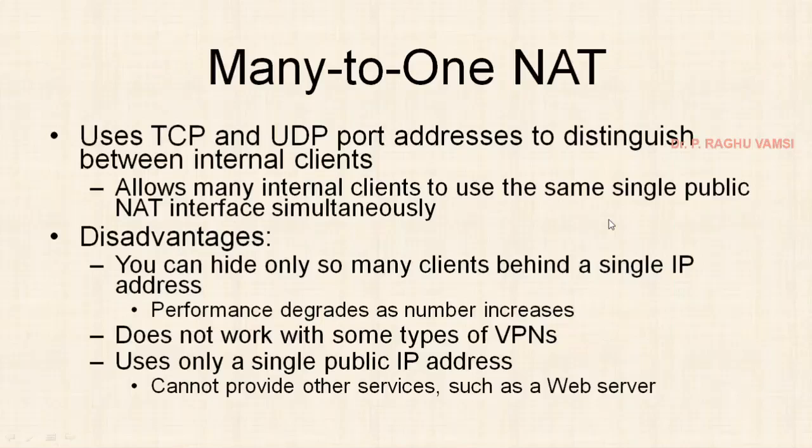Coming to many-to-one NAT, it uses the TCP and UDP port addresses to distinguish between the internal clients, allowing many internal clients to use the same single public NAT interface simultaneously. Disadvantages: you can hide only so many clients behind a single IP address. Performance sometimes degrades as the number of systems increases. It does not work with some types of virtual private networks. It uses only a single public IP address, so it cannot provide other services such as web servers.